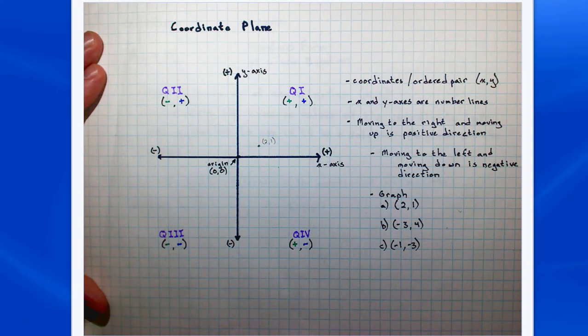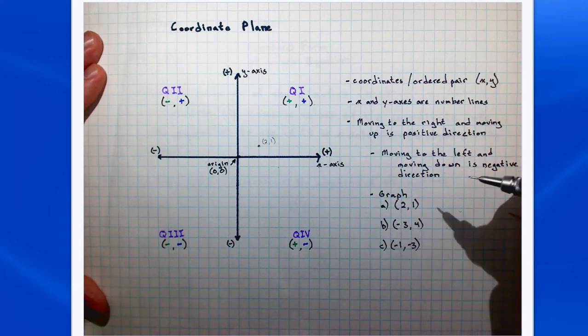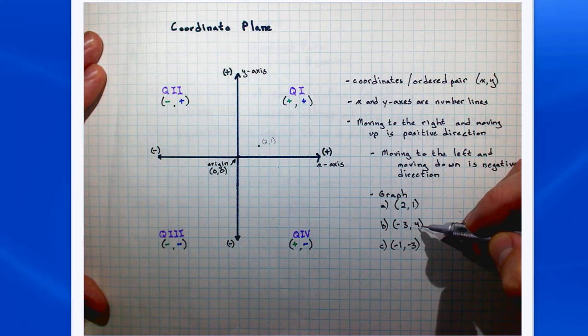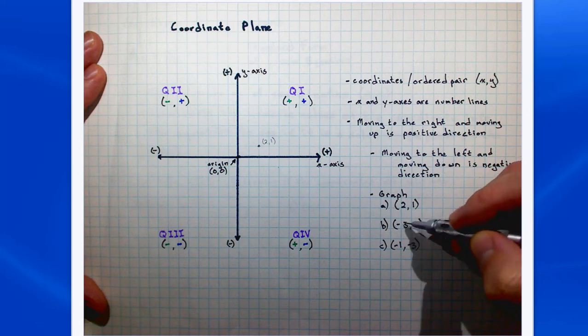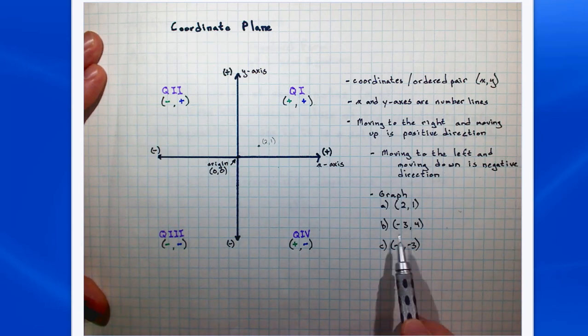Alright, the next one we're going to graph is -3, 4. Before we do that, I'm going to look at the characteristics. My x is negative and my y is positive. What quadrant would that be in? Negative x, positive y. Excellent, second quadrant. So that's my checking mechanism.